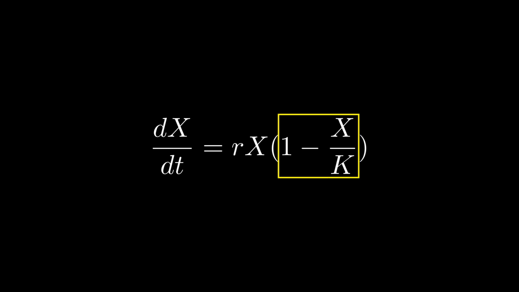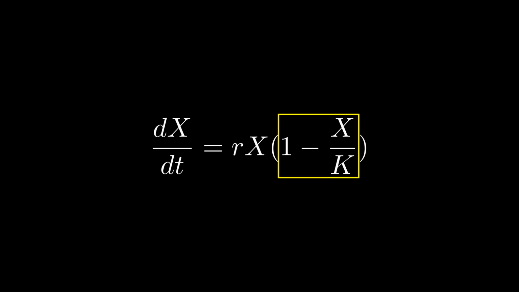Well, if we think about what would happen if x is very small, meaning the population is very small, then the fraction x over k would also be very small, maybe close to 0 if x is small enough. So then the whole term 1 minus this fraction would be close to 1 minus 0, which would be close to just 1. And in that case, we'd have the whole right side of the ODE being something close to 1 times this exponential growth model, rx.